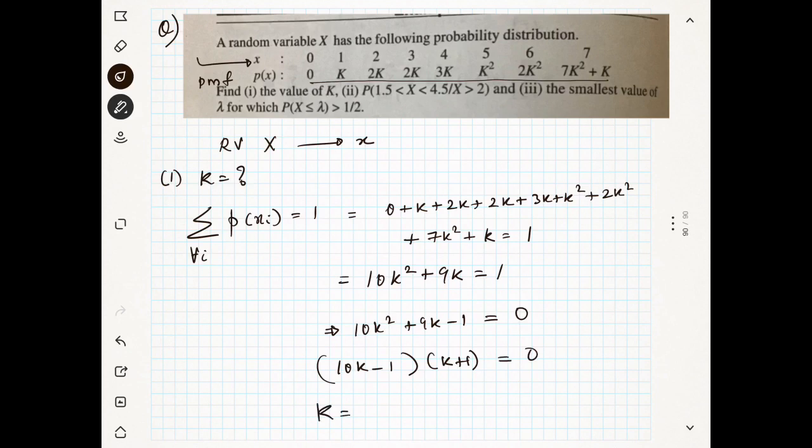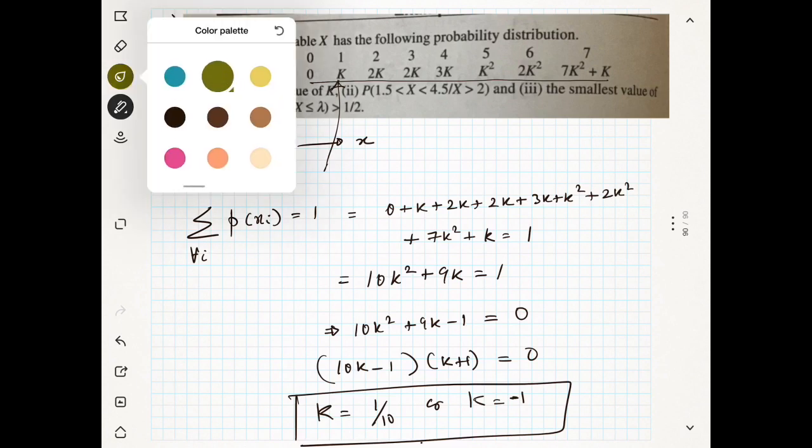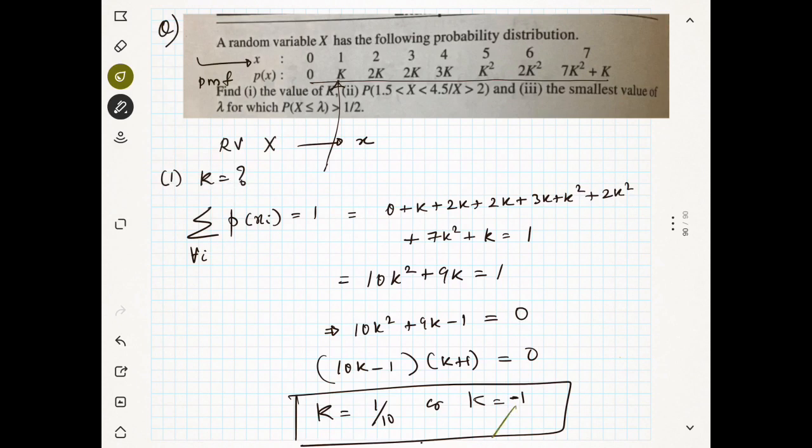So what will be the value of k? You will get k equal to 1 over 10 or k equal to minus 1. You will get two values for k, but which one will you select? That is the main issue now. There are some probabilities that have the probability k, for example, the probability of 1 is k. If you choose k as minus 1, the probability will never become negative, right? So k equal to minus 1 is not a suitable one. So we will select the value of k as 1 over 10.